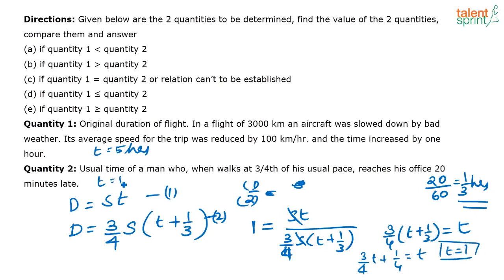So here you get t is equal to 1 hour. So here t is equal to 5 hours, here t is equal to 1 hour. So the correct answer here is quantity 1 is greater than quantity 2, that is option B. Let's look at the next question.